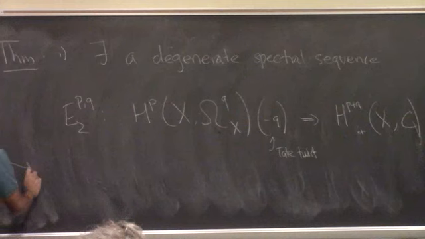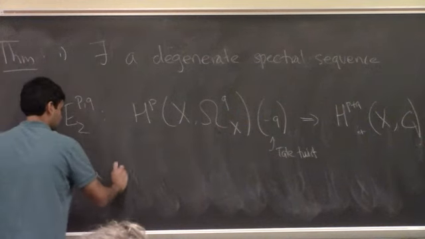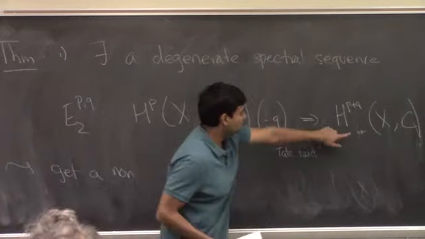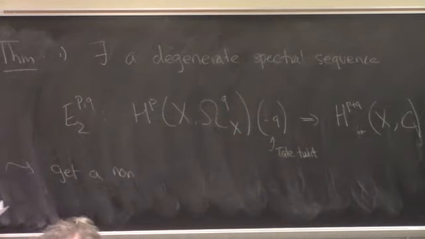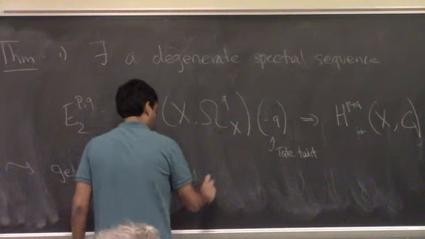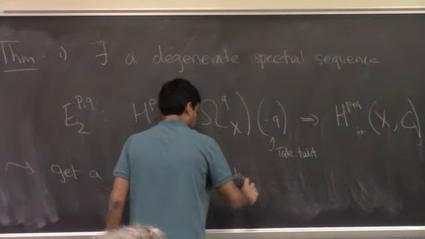And so what this implies is that you get a non-canonical decomposition. So it's a degenerate spectral sequence, which means that what you have over here is a direct sum of the corresponding entries that show up over here, but only after making some choices. You can't say that canonically. So you get a non-canonical Hodge decomposition.